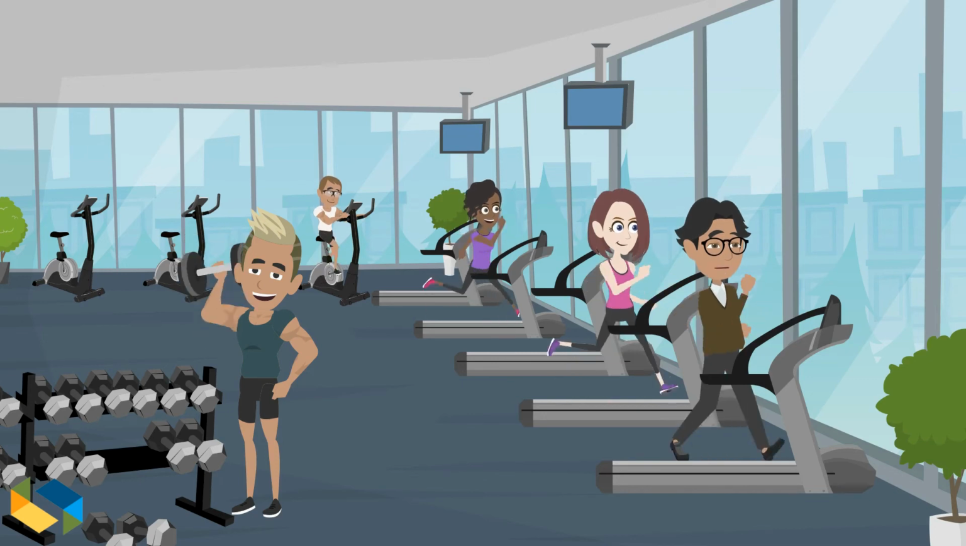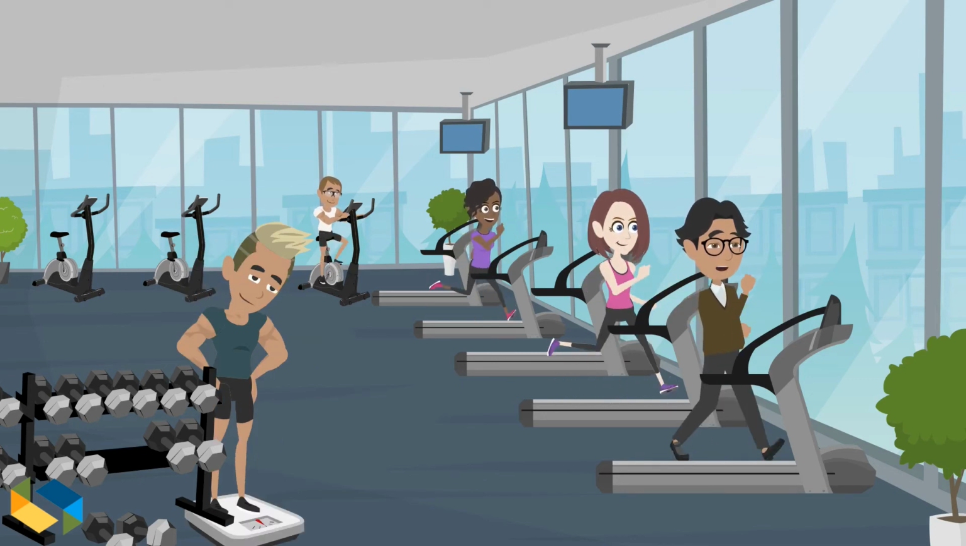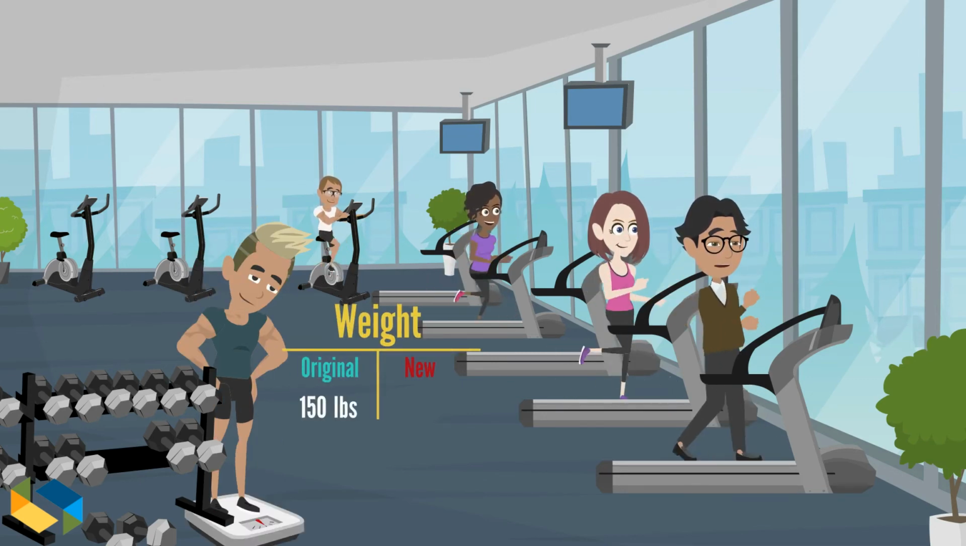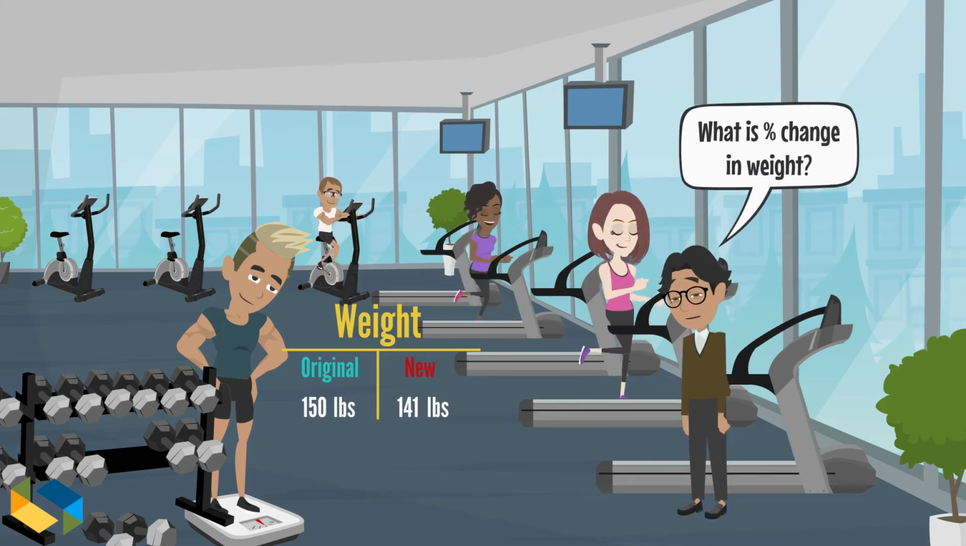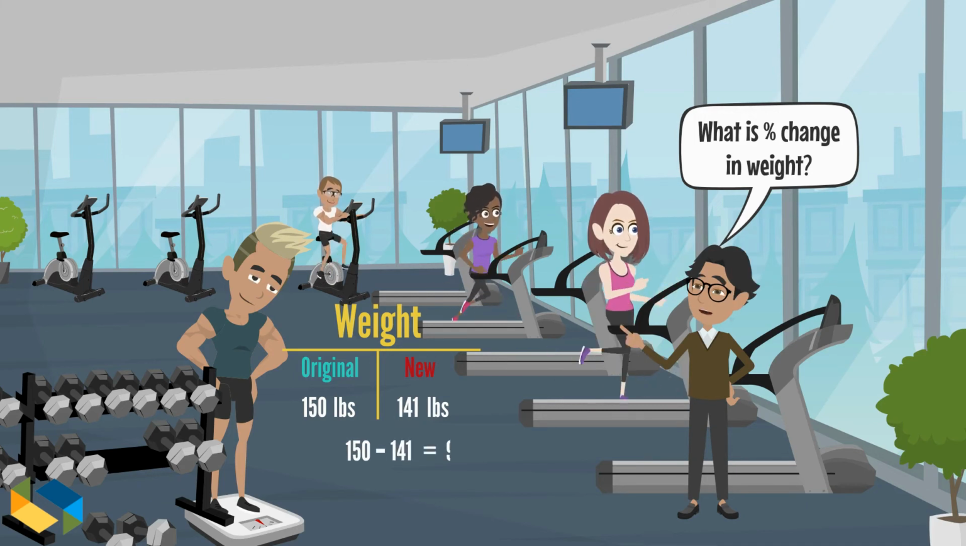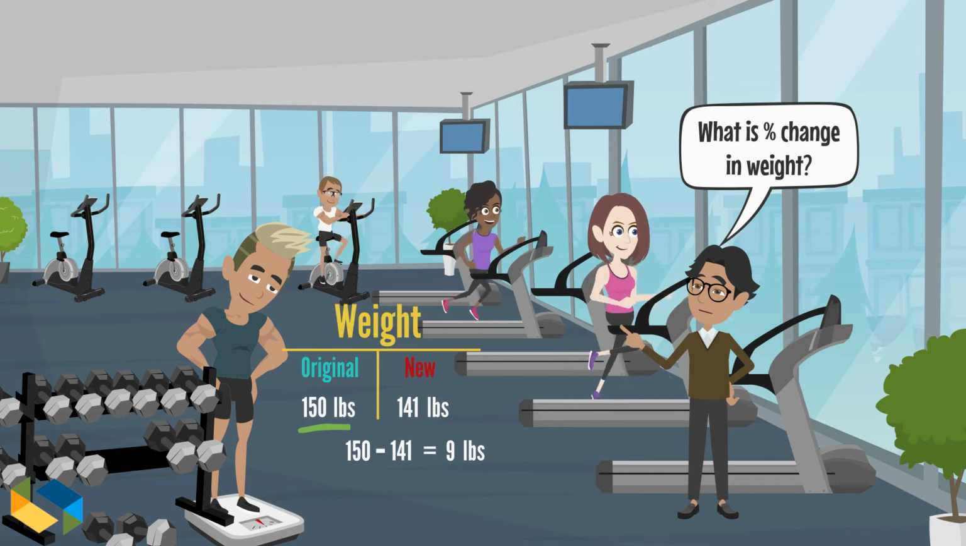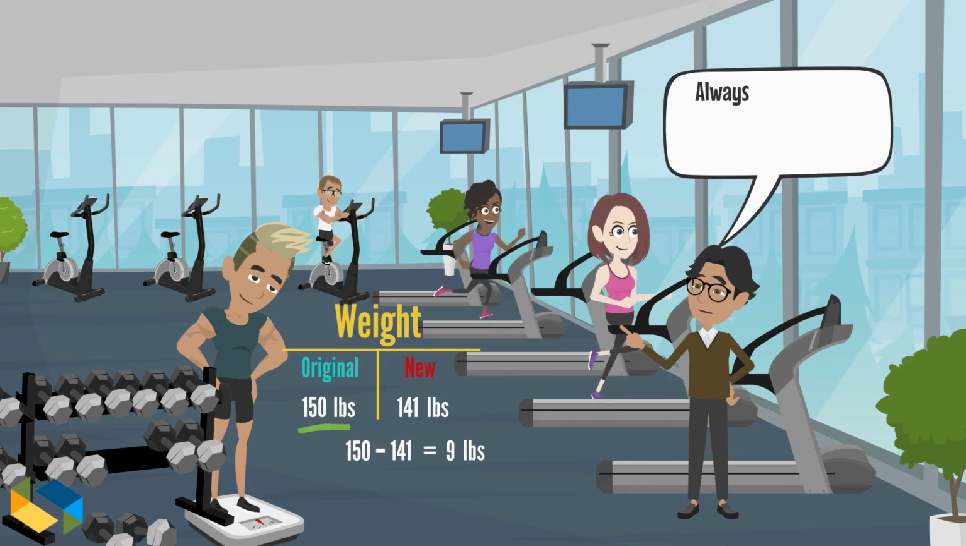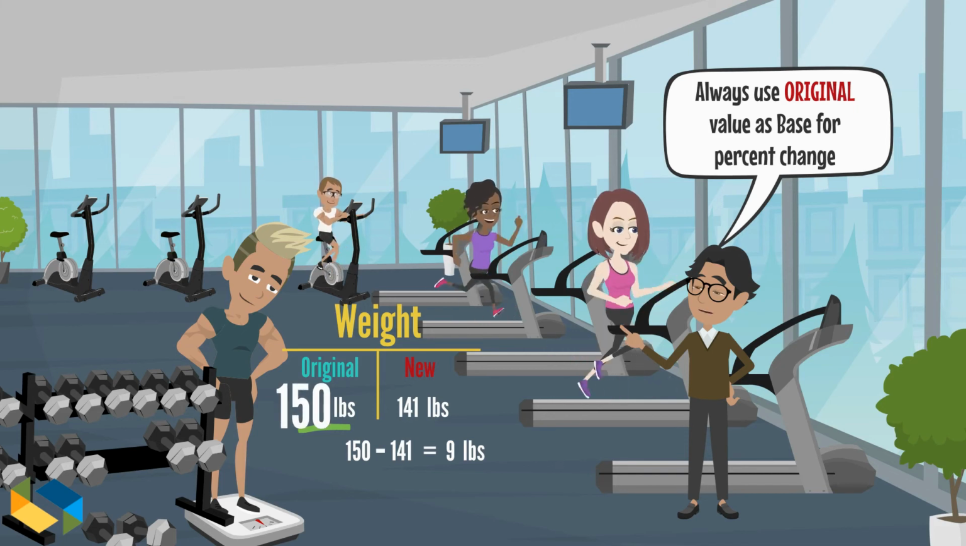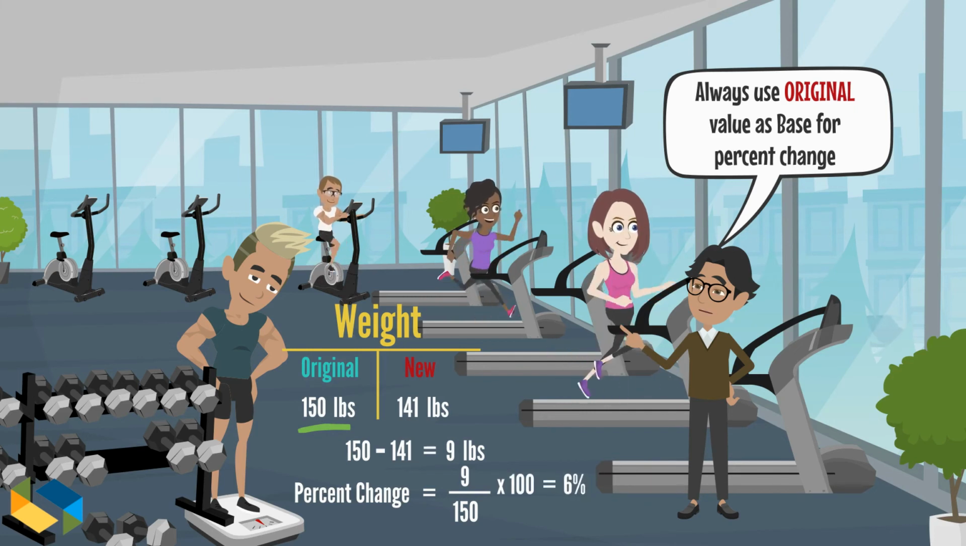A man worked out for a week and lost weight from 150 pounds to 141 pounds. What's the percentage change in weight? We know the absolute change in the weight is 9 pounds, and we also know the original weight, which is 150. For calculating the percent change, we always have to use the original value as the relative base. The change in this example is 9 by 150, which is 6%.